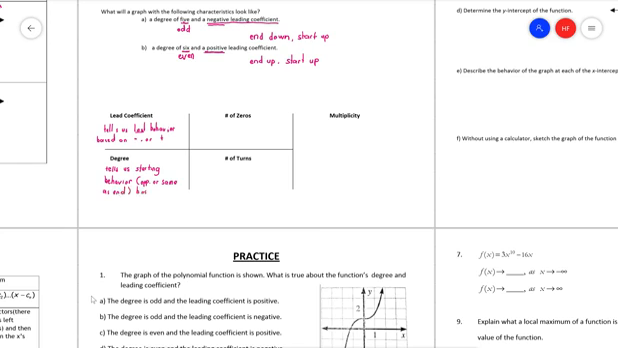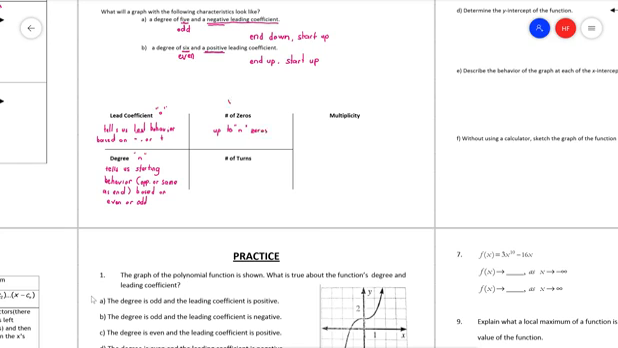And that's based on even or odd. The number of zeros is up to n. So remember that the degree is n and the lead coefficient is a. So we can have up to n zeros.